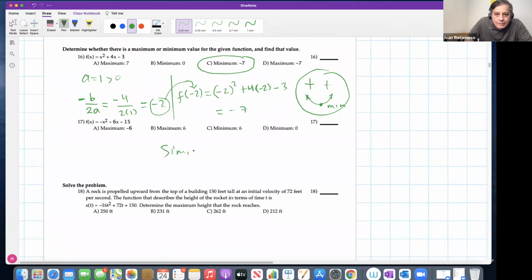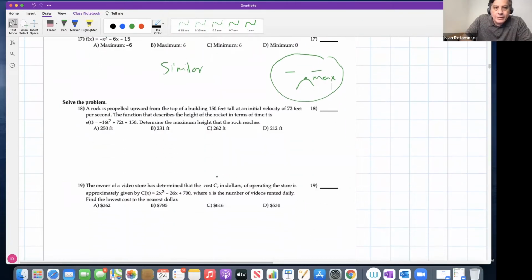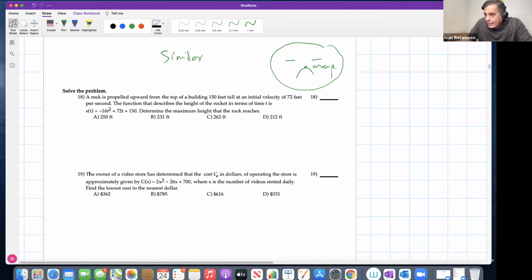So you're going to use a similar approach, try to do it. It's a frown face, right? But the maximum now will occur also at minus b over 2a. You find it, and then you plug it into your quadratic function, and you should get the maximum value. Very good. Number 18. Number 18 deals with maximization again.